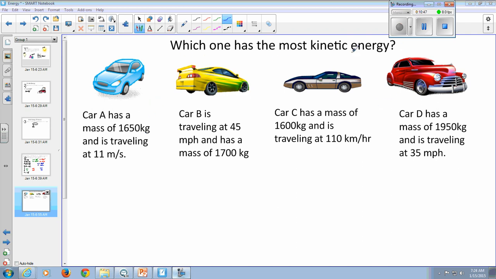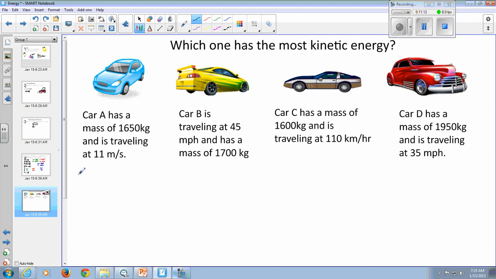Last example we're going to do is, we've got 4 cars here, and we want to ask the question: which one has the most kinetic energy? So why don't you go ahead and calculate each of these. Take note of the velocities and how they're represented, and think about which one you think initially is going to have the most kinetic energy, and then calculate.